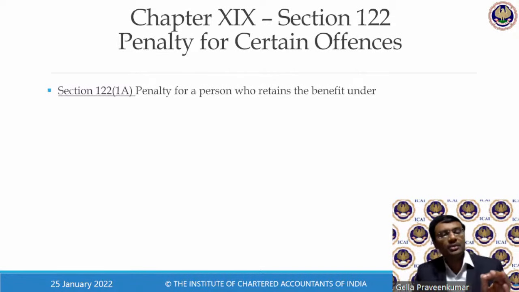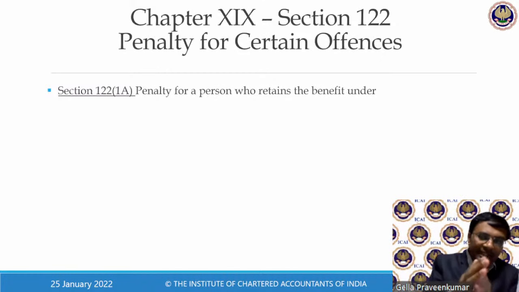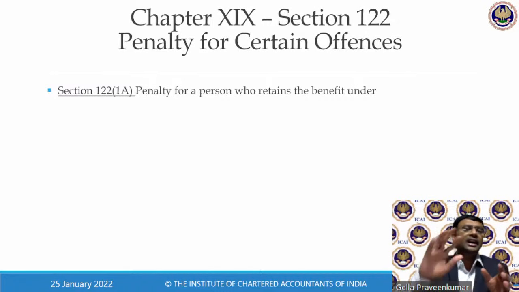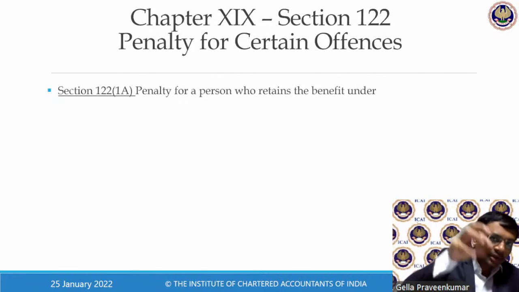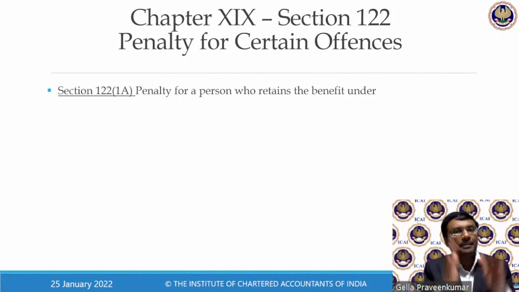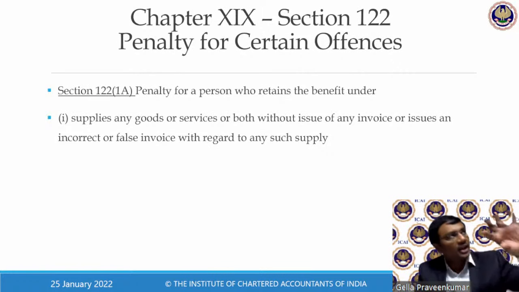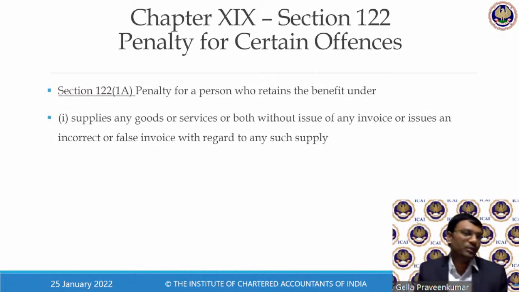This section 122 was amended by the Finance Act 2021. GST law was amended. Parallelly, income tax law was also amended. Just to keep in mind how fraudulent activities are being undertaken, harsh provisions under income tax were brought in. Similar provisions were also brought under GST law, where they prescribe a penalty for a person who retained the benefit. Under section 122, we have discussed 21 clauses. Out of those 21, 4 clauses were picked up for the purpose of 122(1A).